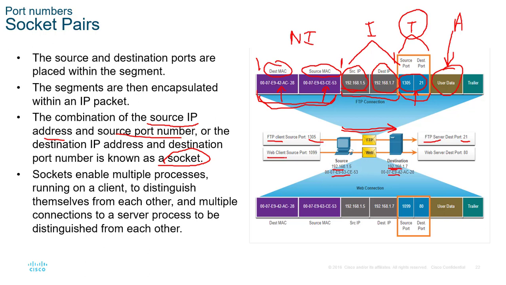And if we bring up a web browser and browse to a page on the server, that's going to go to the well-defined port number 80 for web traffic. And the source of the traffic will identify it with a random port number. You see here 1099, for example.